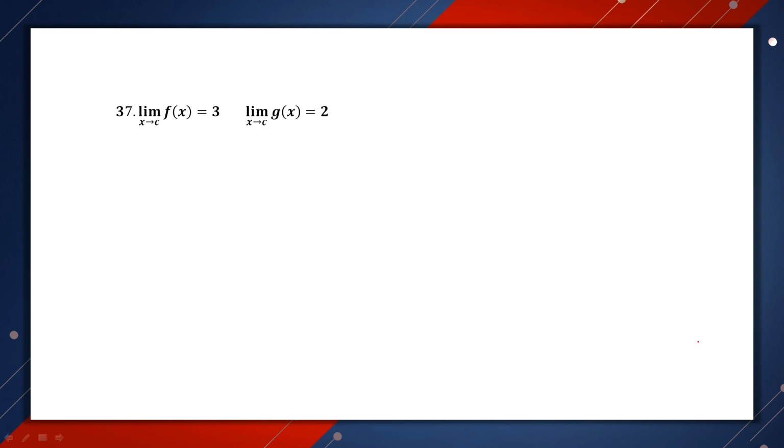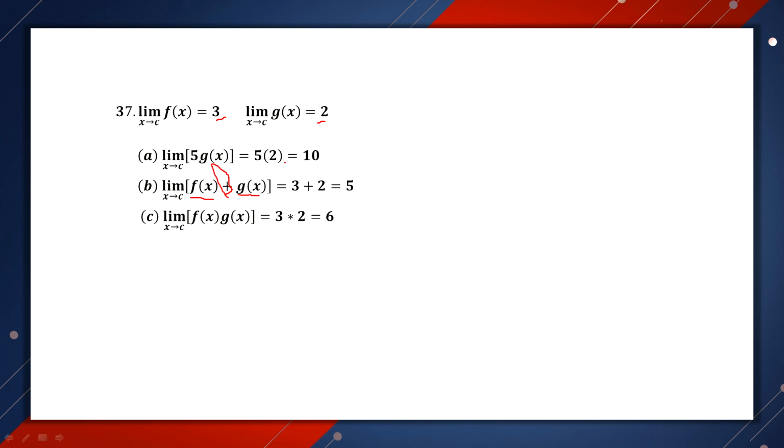And for this, 37, limit x to c of f(x) equals 3, limit x to c of g(x) equals 2. And for a, limit x to c of 5g(x) is equal to 5 multiplied by 2, which is 10. And b is f(x) plus g(x), and because this is a plus, we can get f(x) and g(x) separately. So we get 3 and 2, and we add them together, and we get 5.